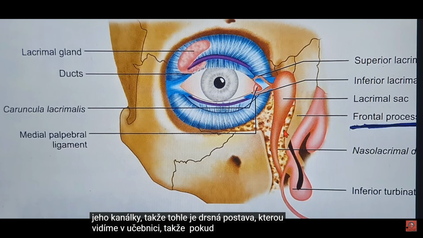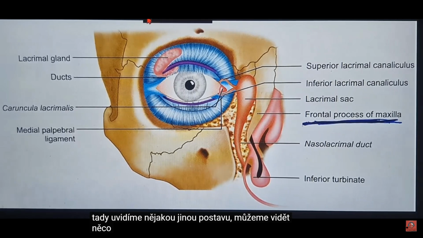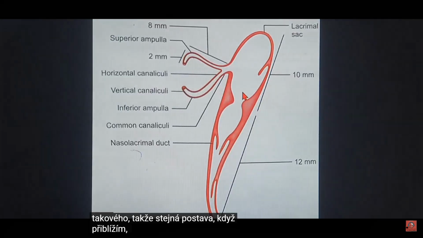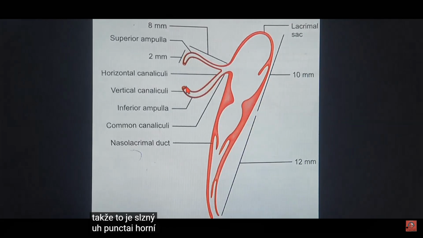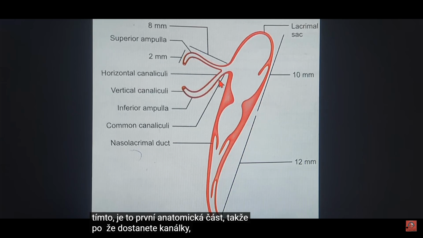If we see another figure over here, we can see something like this. The same figure, if I zoom in, looks like that. That's the lacrimal puncti, upper and lower. This is the first anatomical part. After that, you get the canaliculi. The canaliculus is further divided into two parts.